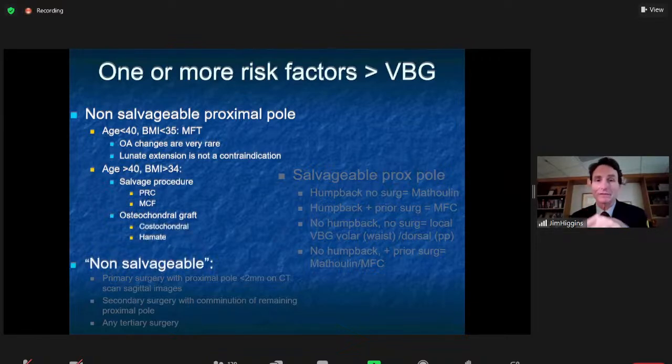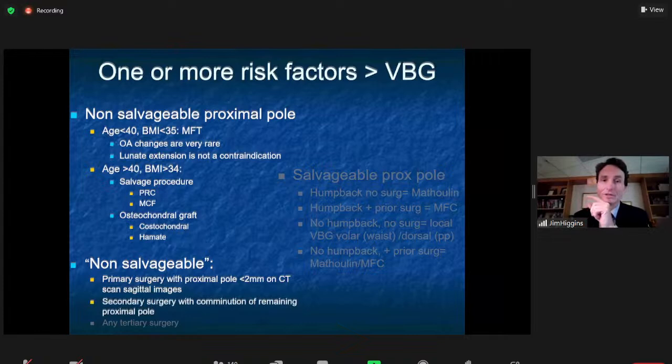Or an osteochondral graft. However, if it's non-salvageable and they do not get excluded, these are patients that are getting MFTs, or medial femoral trochlea osteochondral flaps. And I can show you what that looks like. So what does non-salvageable mean? Literally for me, that proximal pole is non-salvageable if I'm the first surgeon going in and the CT scan sagittal images show that the proximal pole is less than 2 millimeters. I just don't think I'm going to win. If I'm the second surgery and there's comminution, it's in more than one piece, the proximal pole. Or if this is tertiary, that's it.